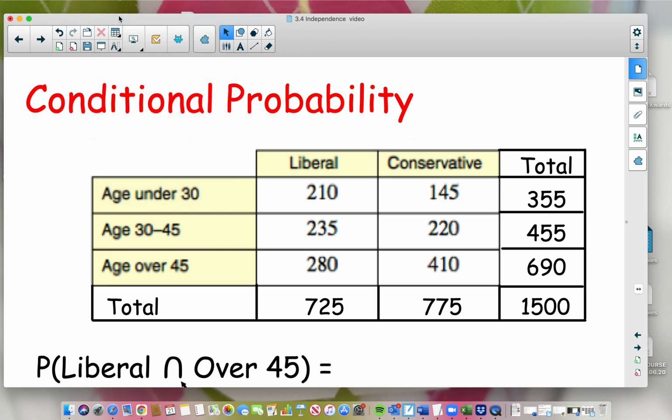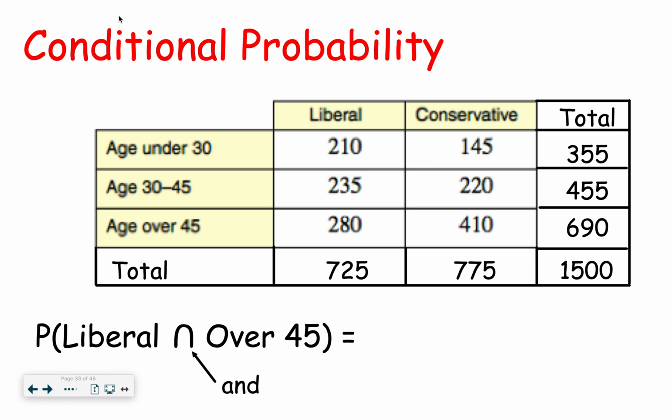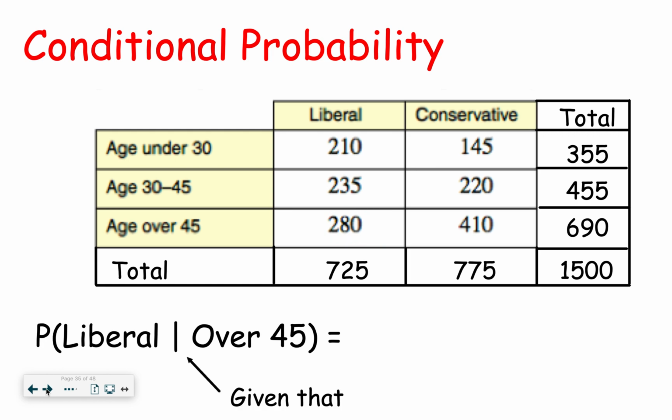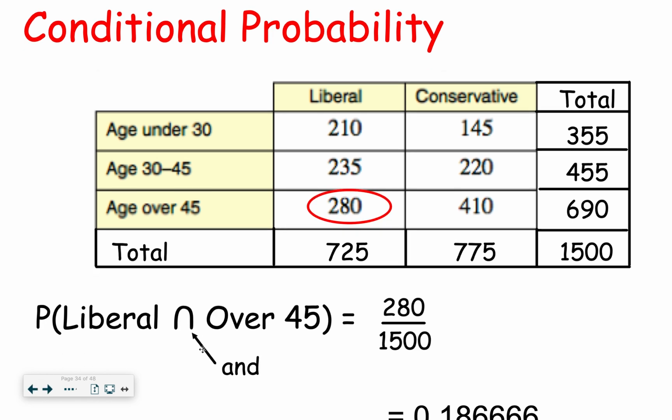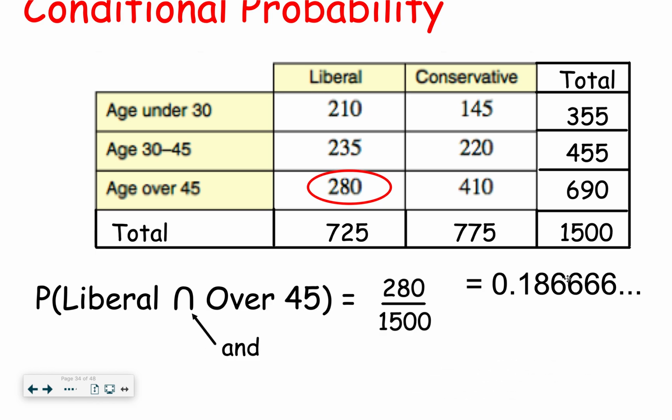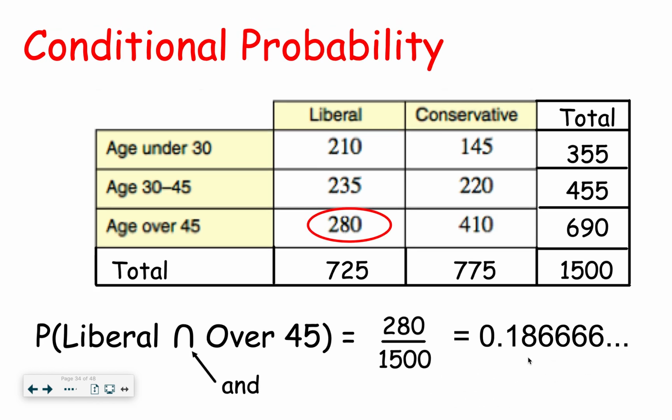So let me go back to full screen here. So liberal and over 45 would be both, right? And is their intersection. So liberal and over 45, they intersect at 280. So that's pretty straightforward, right? 280 out of 1500. Whoops, sorry, let me go back. And there's the decimal approximation. So that's around 19%. Okay, so "or" versus "and."